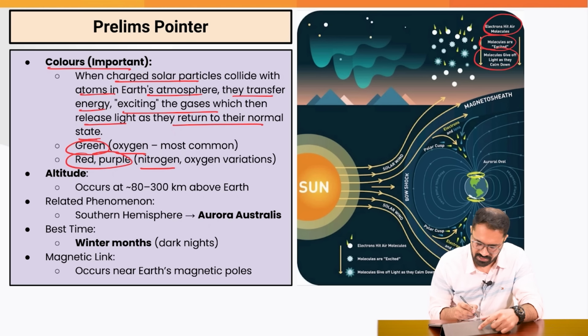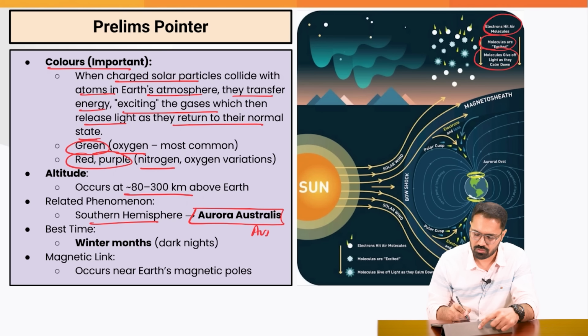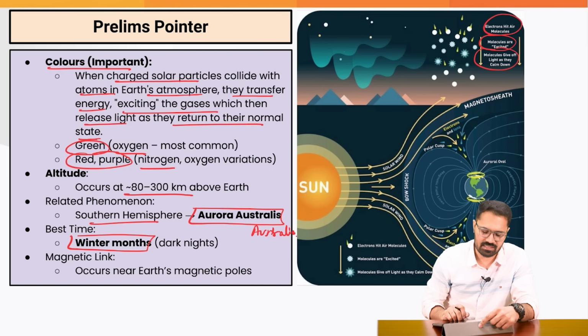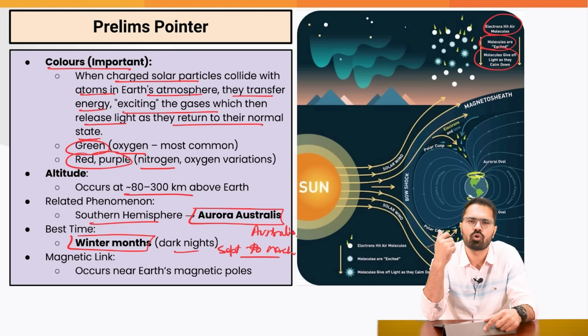Clear? They occur at an altitude of 80 to 300 kilometers from the Earth. And a similar kind of phenomenon also happens in the southern hemisphere, which is called aurora australis, named after Australia. Aurora australis. Now the best time to see these northern lights is the winter months, largely from September to March in both the hemispheres, or you can say depending upon the winters of your own hemisphere.